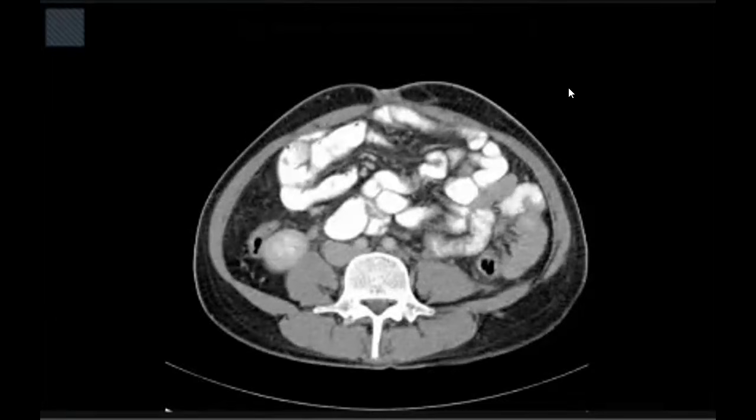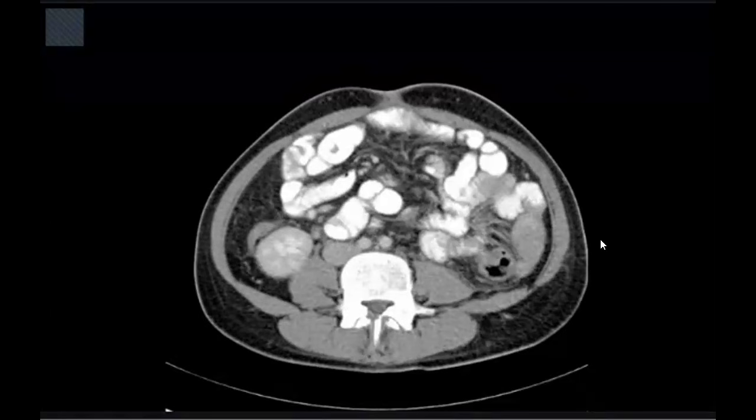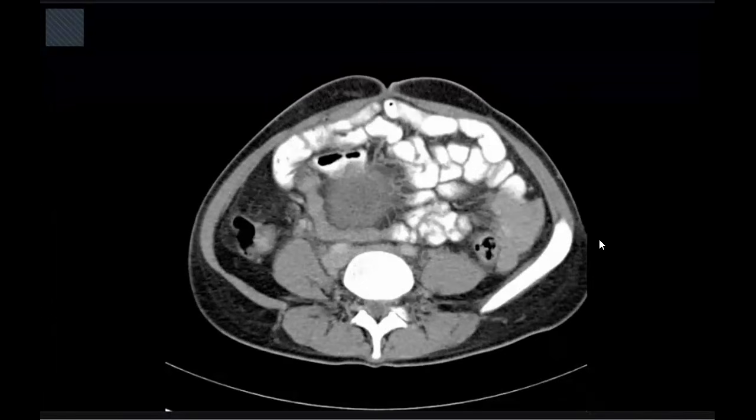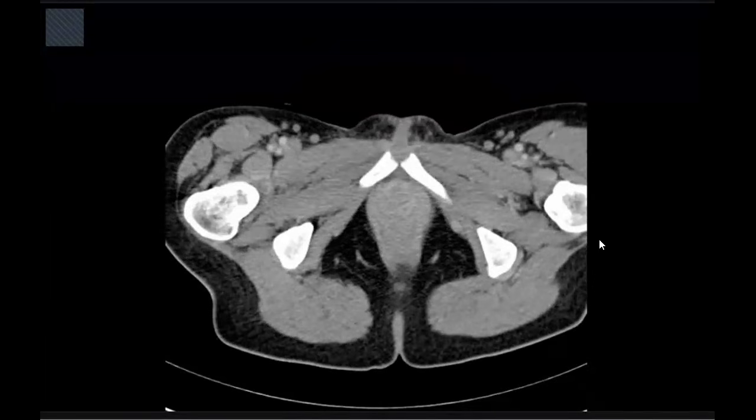Axial cuts for the same patient. Confirm diagnosis of cystic lesions in the pelvis. How will you differentiate between right and left ovarian lesion? According to position, I will see the position of the lesion.